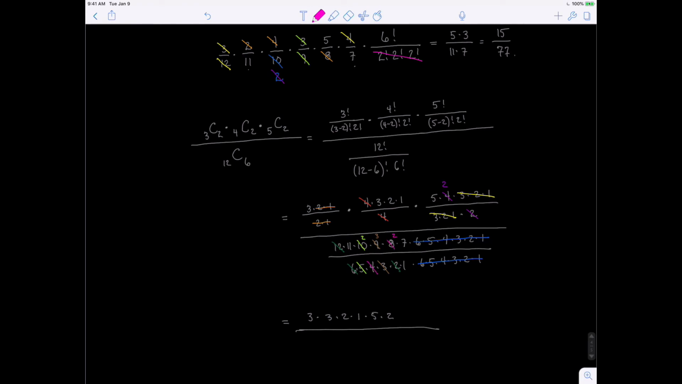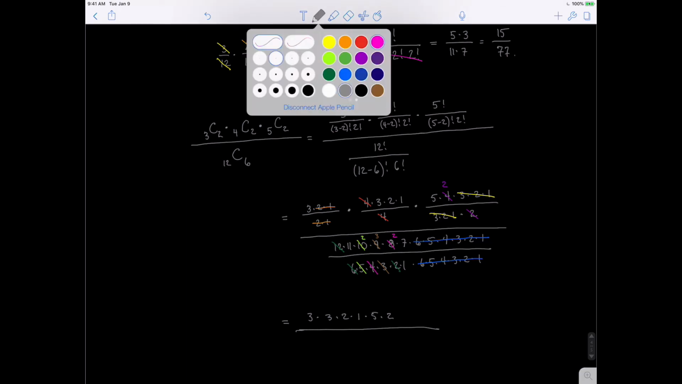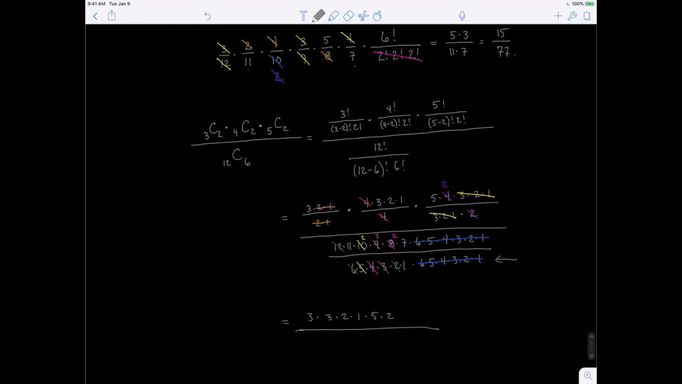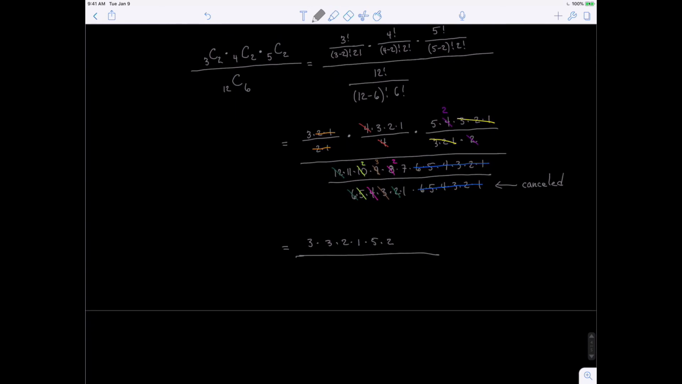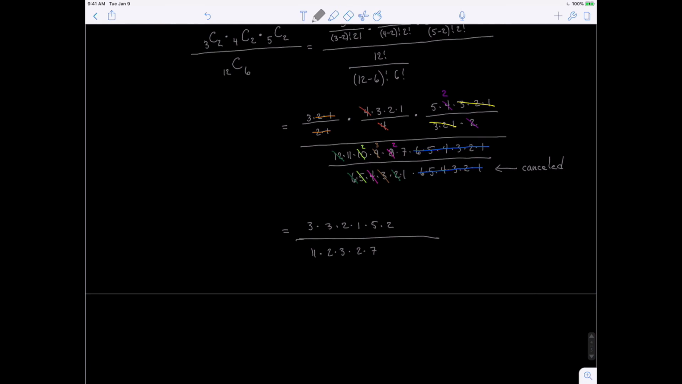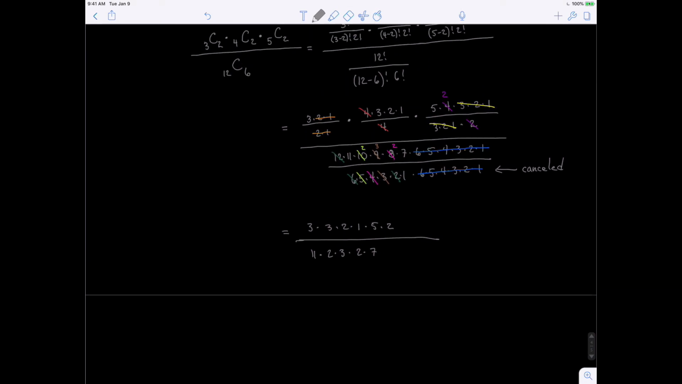So I'm going to write what I have. Notice that down here, this entire denominator has been canceled. The only thing that goes in the new denominator, if we pick these out, is 11 times a 2 times a 3 times a 2 times a 7, and that's it. Now let's see if there are any more simplifications that can happen.